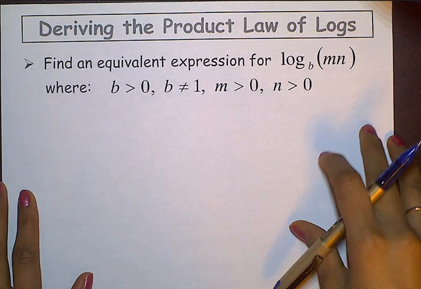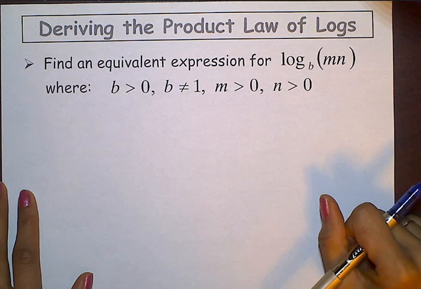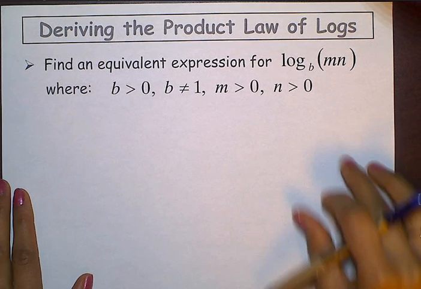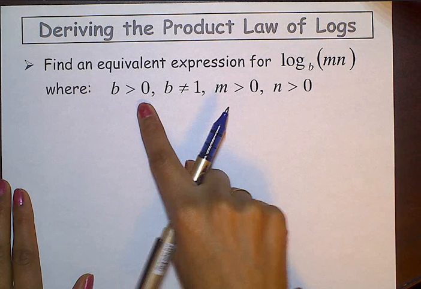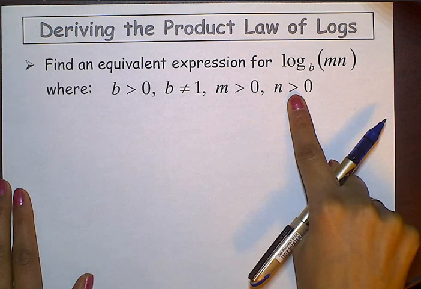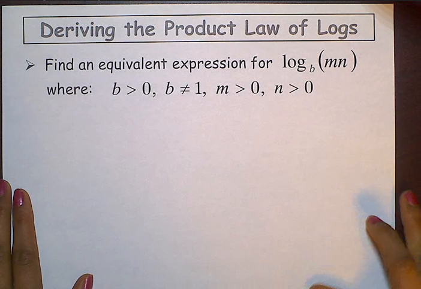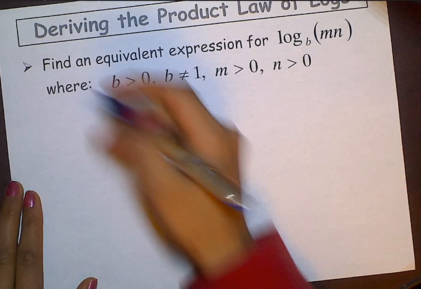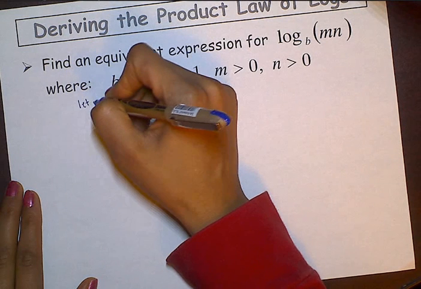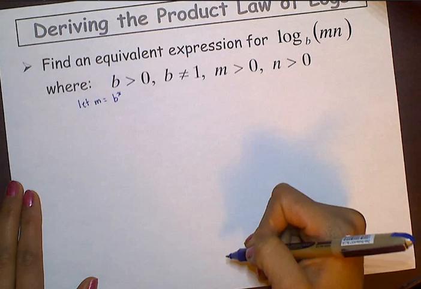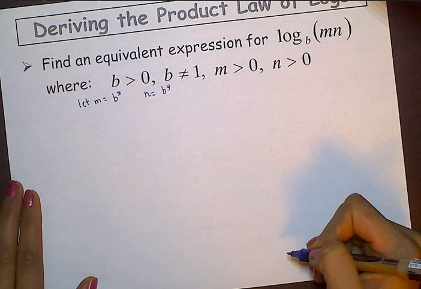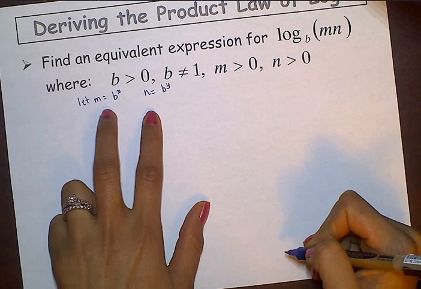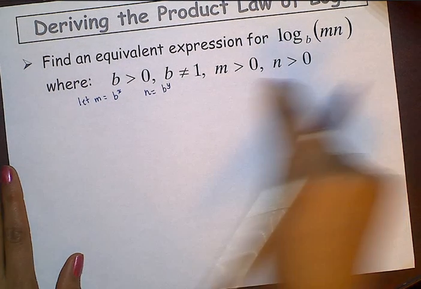The first part says find an equivalent expression for log base b of mn, where b is greater than 0, b cannot equal 1, and m and n are greater than 0. I'm going to define a few variables. Let m equal b to the power of x, and let n equal b to the power of y. Those are the let statements I've introduced. I'm going to substitute m and n with b to the power of x and b to the power of y into this expression.